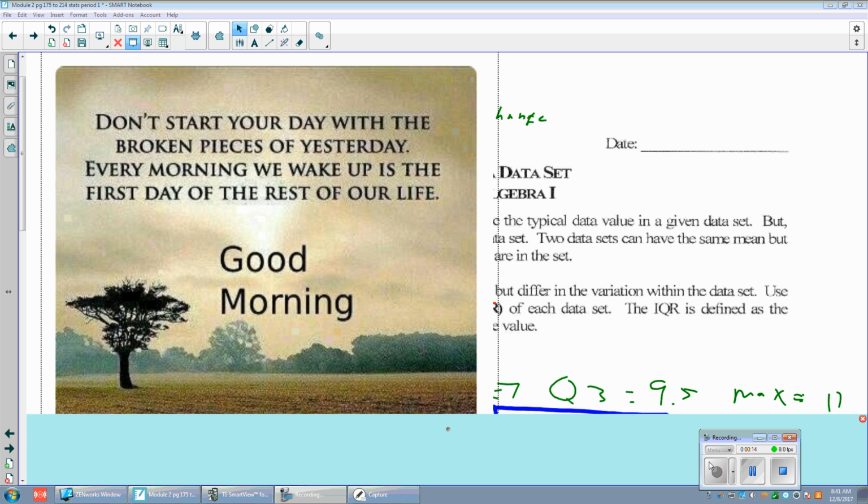And I want everyone to remember that every day is a new day. So don't start off your day with the broken pieces of yesterday. Every morning we wake up is the first day of the rest of our life. So good morning, everyone. Don't stumble over the mistakes that we made yesterday. Just learn from them and press on.